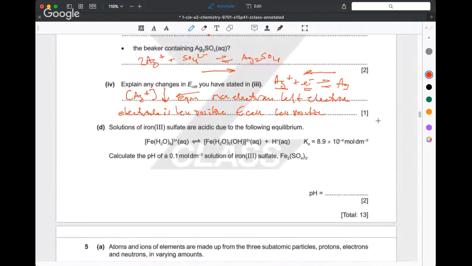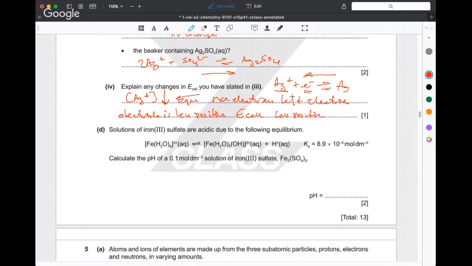Good. All right. So you just had to remember that when you're dealing with these electrode potentials, you're dealing with an equilibrium. And if we reduce the silver ion concentration by adding sodium sulfate, this electrode equilibrium here shifts to the left.